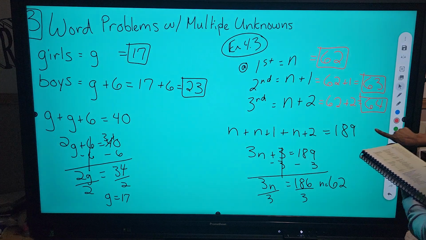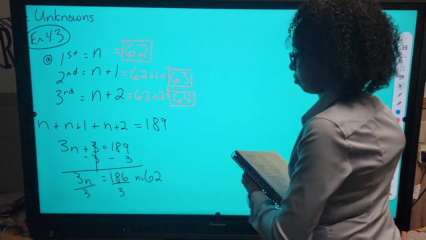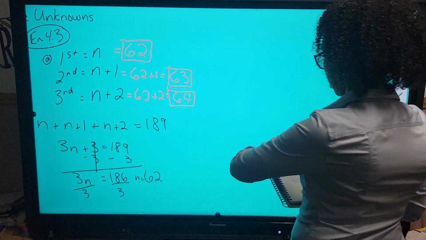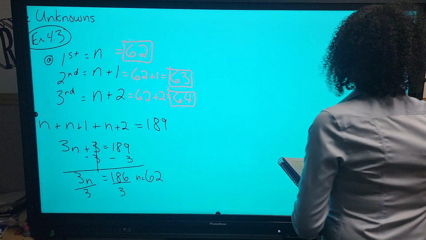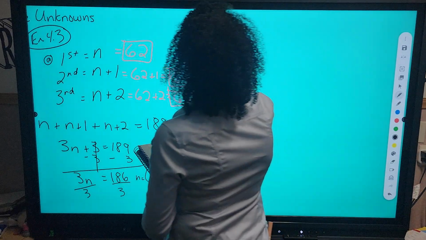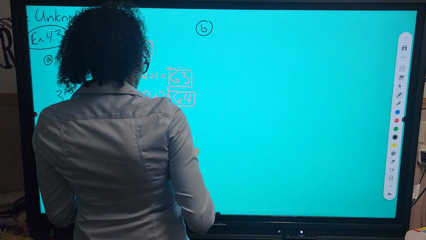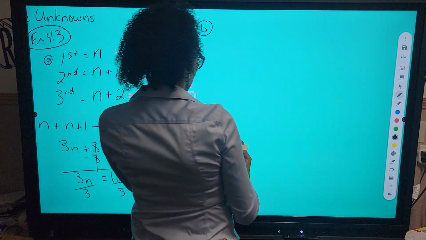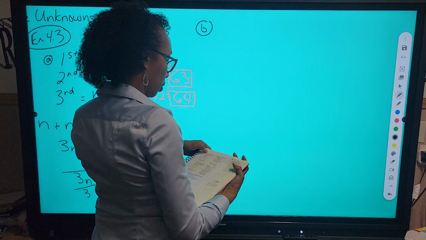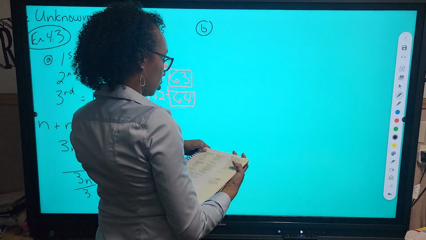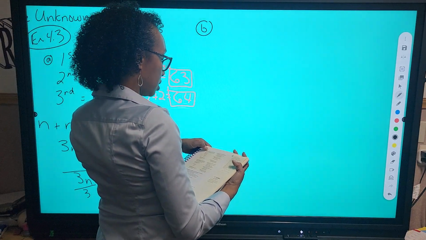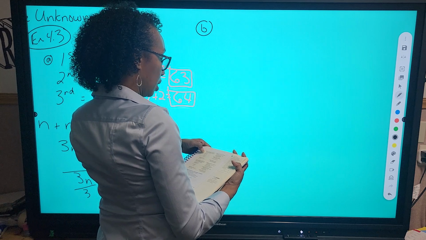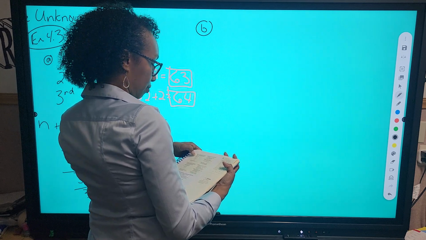Let's go ahead and do letter D of the same example. Okay. Letter B, it says, Eden is 4 years younger than twice the age of her sister Bethany. If the sum of their ages is 20, how old is each sister?